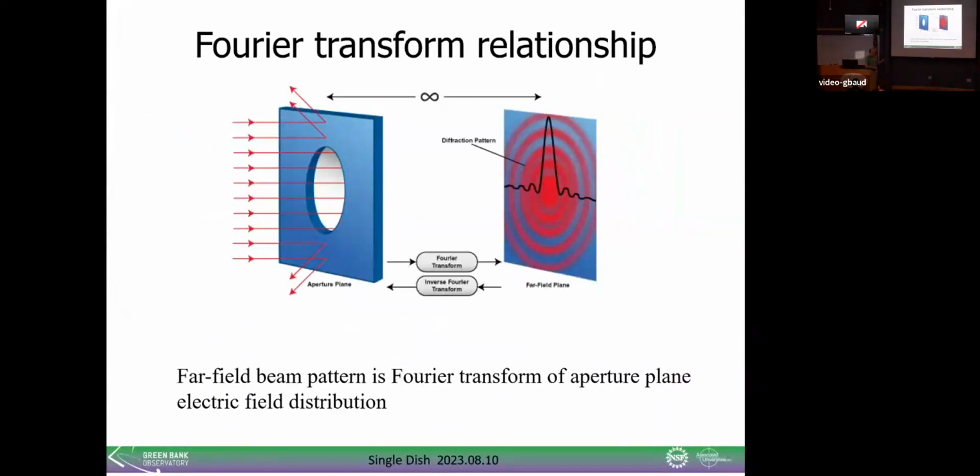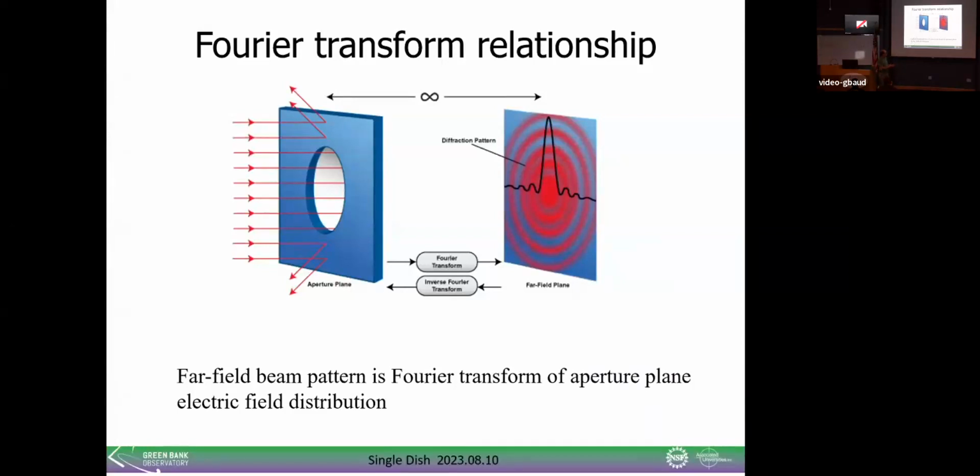So one thing to remember, your beam shape is a Fourier transform of your aperture illumination. When your feed illuminates the primary, the beam shape of the feed, the Fourier transform of that gives you the telescope beam. And so all these feeds are designed to have sort of a Gaussian shape as much as possible. What that does is reduce the side lobes and give you a more uniform beam without side lobes.